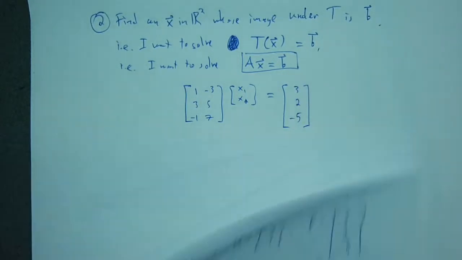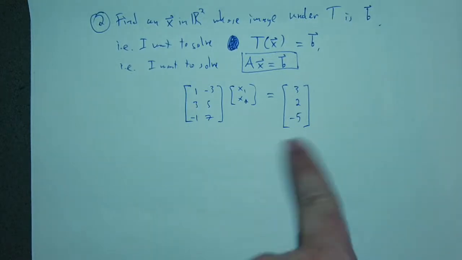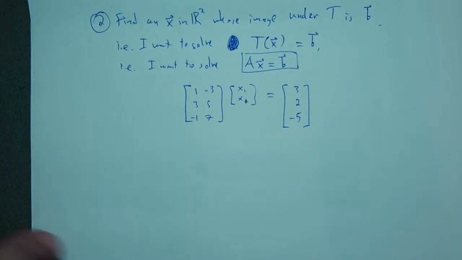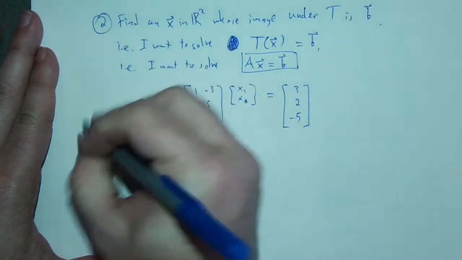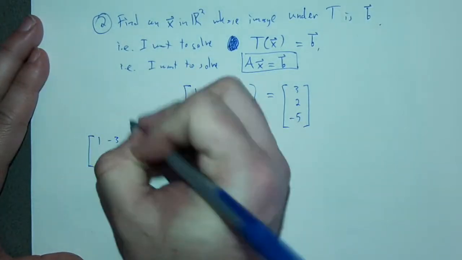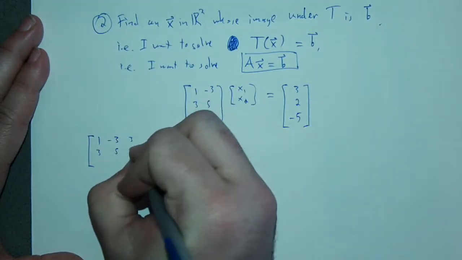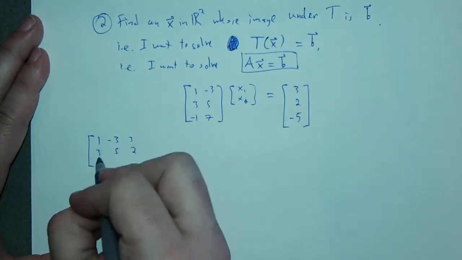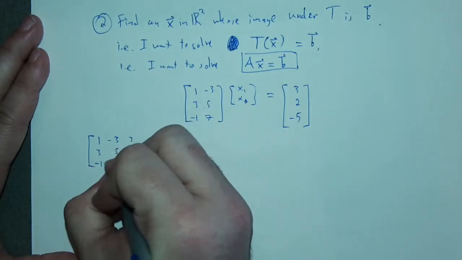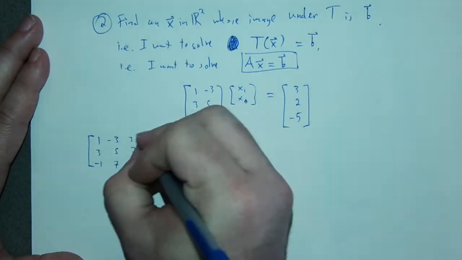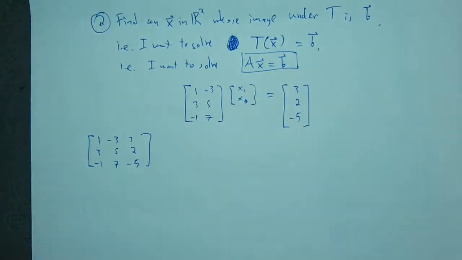All right. Okay. So what does it mean to solve this system? Well, I write up the augmented matrix and I row reduce it. Right. That's something you've certainly never heard before, right? So writing up the augmented matrix here, this is 1, -3, 3, 3, 5, 2, -1, 7, -5. I want to row reduce this thing.